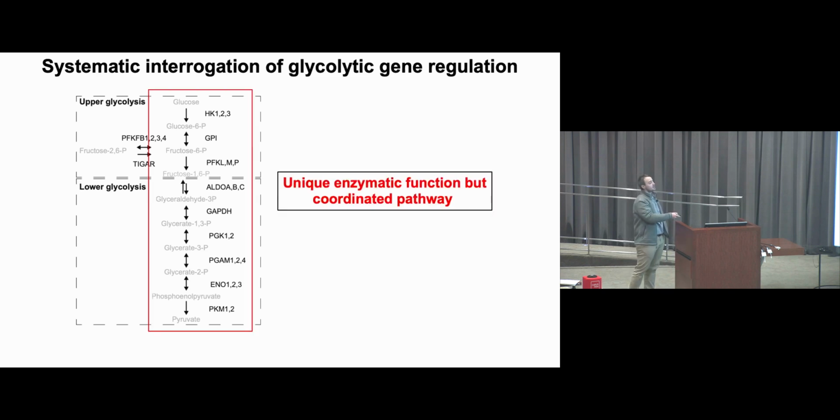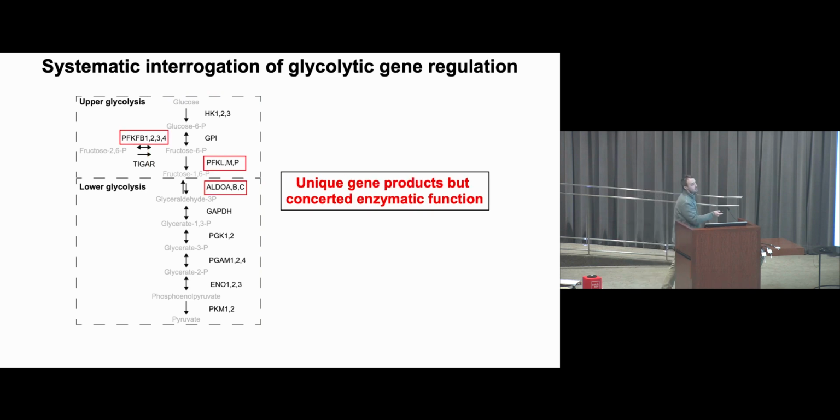And if you think about it, it's really elegant, right? There's unique enzymatic function at every step of this coordinated pathway. So everybody works together with its teammates, right? With the goal of transmitting carbons in the form of glucose to pyruvate. But at the same time, there are unique gene products with concerted metabolic effort or enzymatic function.